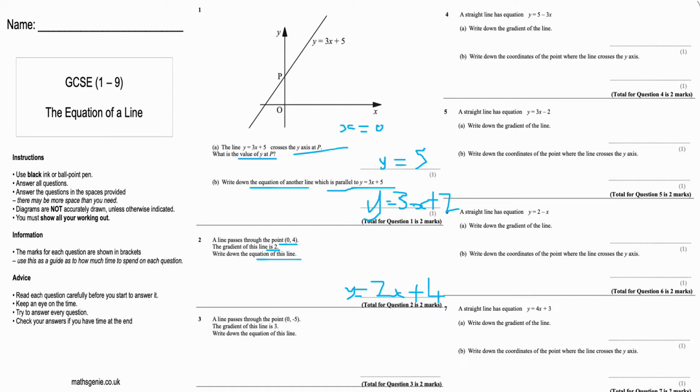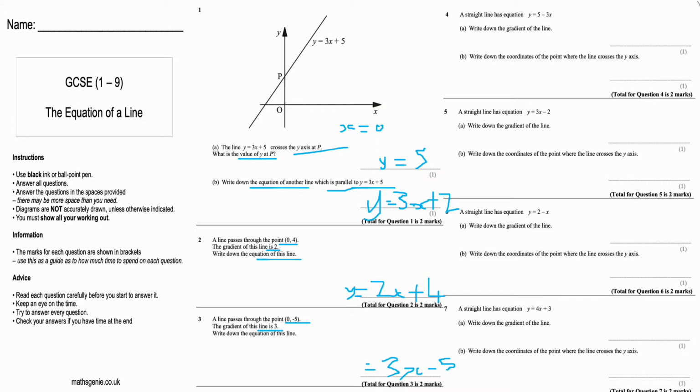A line passes through the point 0, minus 5. The gradient of the line is 3. Write down the equation of the line. y is equal to 3x subtract 5.